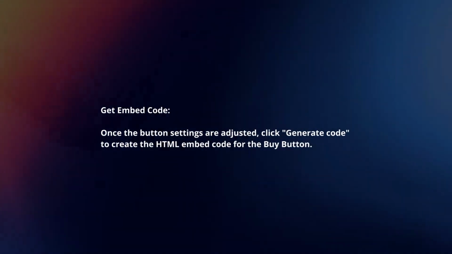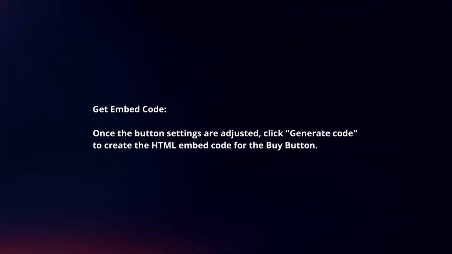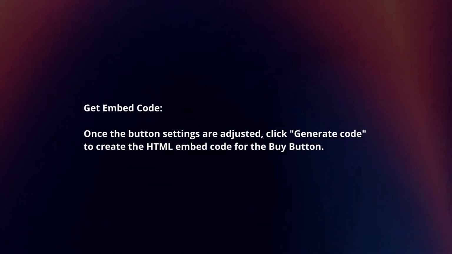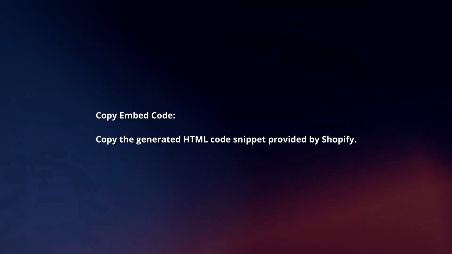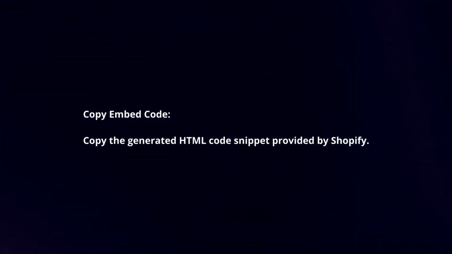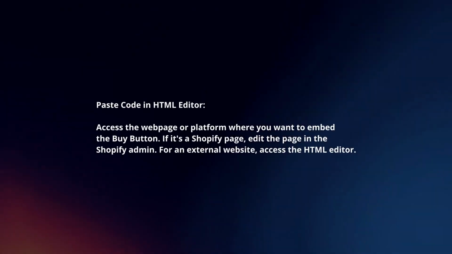Get embed code. Once the button settings are adjusted, click Generate Code to create the HTML embed code for the buy button. Copy embed code. Copy the generated HTML code snippet provided by Shopify. Paste code in HTML editor.